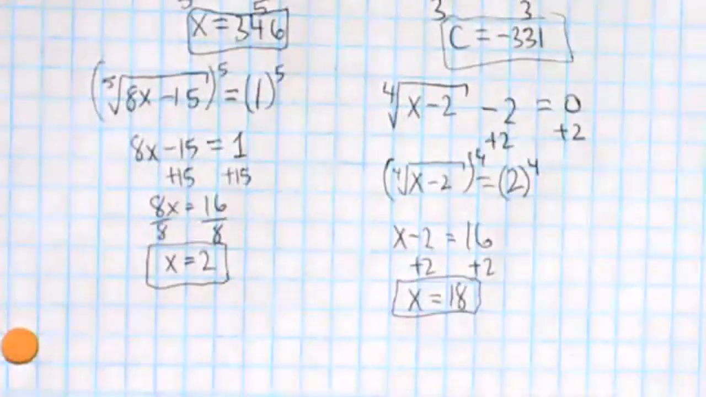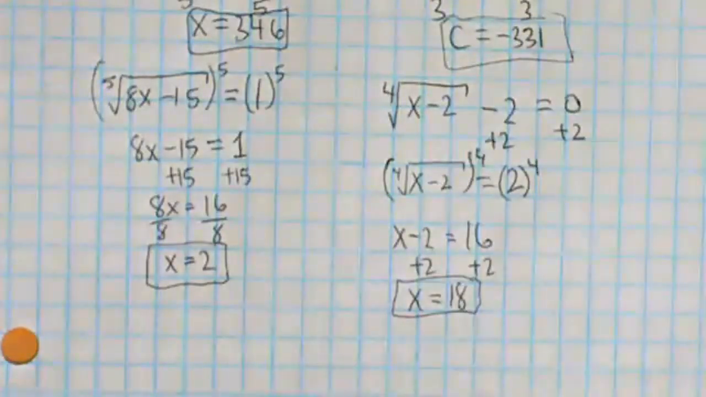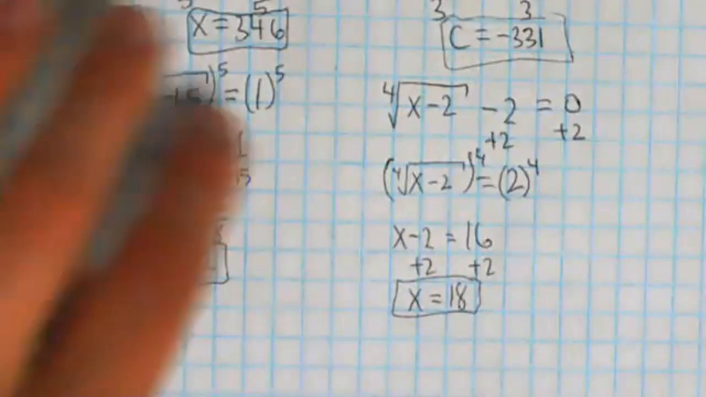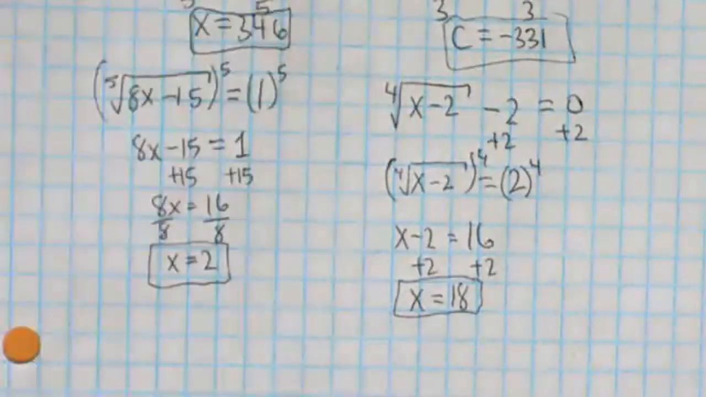So if the index, which we saw here, was 5, and this problem was 4, and the previous two it was 3, you just take both sides to the index power and then solve for x as normal. And hopefully, unlike in those first two problems, they'll be a little bit nicer and the numbers won't get totally out of control for you.